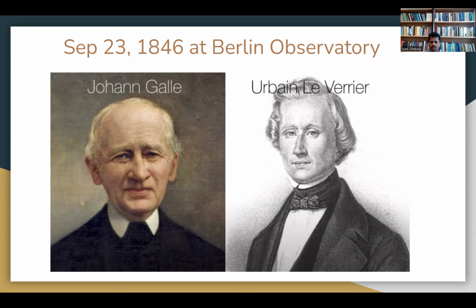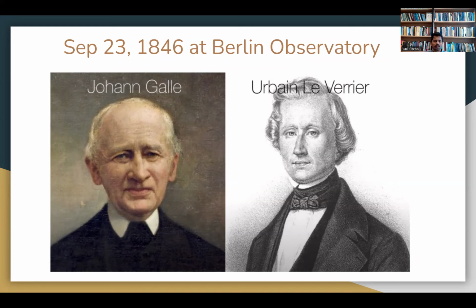If I turn my telescope by this many degrees in right ascension and this many degrees in declination, I'm going to see a new planet. Very interesting. Let me try it out. So he tried it on September 23rd, 1846, along with his assistant at Berlin Observatory. They tried it, and within just 15-20 minutes, they actually found a new planet. So this is an incredible story which shows the power of the Newtonian theory of gravity.